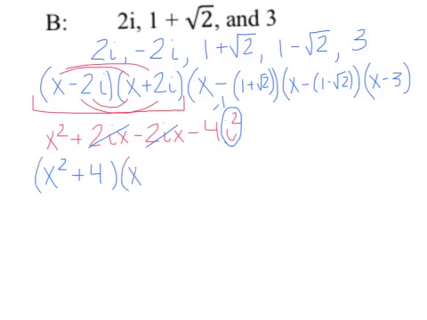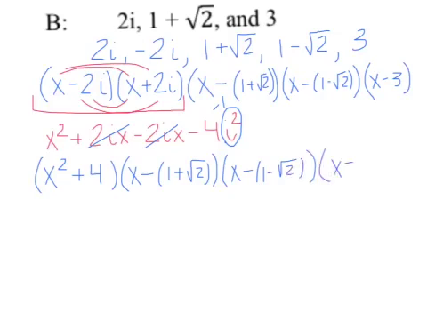Let me bring down the rest of the problem. Oops, that's not a plus, that should be a minus. So we have x minus 1 plus the square root of 2. We have x minus 1 minus the square root of 2. And we have x minus 3. All right, now let's do these two. Since they are alike, they both have that square root in there. So let's combine those two. We'll come back to the x squared plus 4 and the x minus 3.